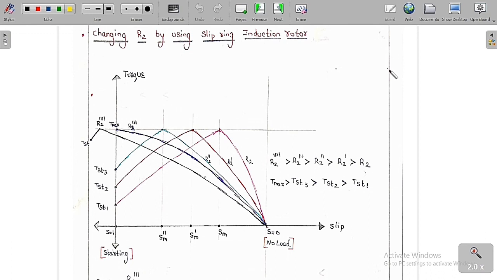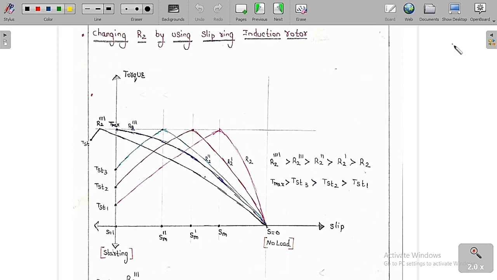Now we are going to discuss changing R2 by using the slip ring induction motor. We are going to increase the rotor resistance with the help of the slip ring induction motor. This is not possible in the squirrel cage induction motor, but it is possible only in the slip ring induction motor. By using the slip rings, we add external resistance to the induction rotor.